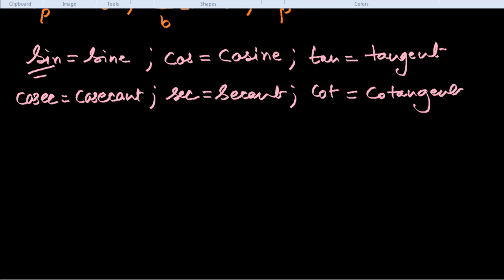Now I would like to tell you about the reciprocal formulae.